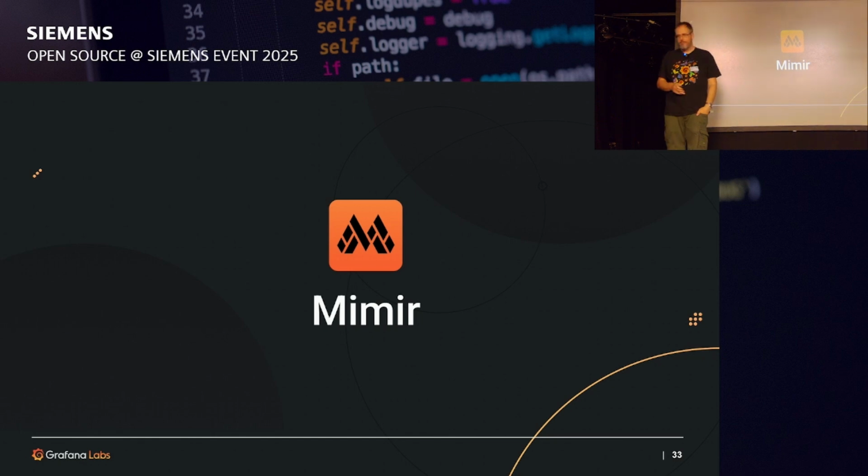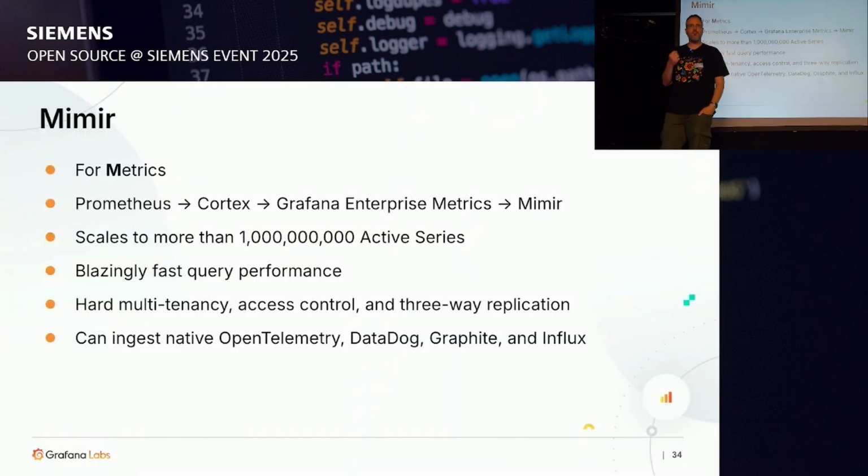Like Mimir. Mimir is a Prometheus compatible project based on Prometheus code by Grafana Labs. It's horizontally scalable. It also supports Datadog and Graphite and a few other things, but at the core it is Prometheus, also obviously OpenTelemetry. Mimir is for metrics, for those who know what LGTM, that's the M in LGTM. This scales to more than 8 billion active series.